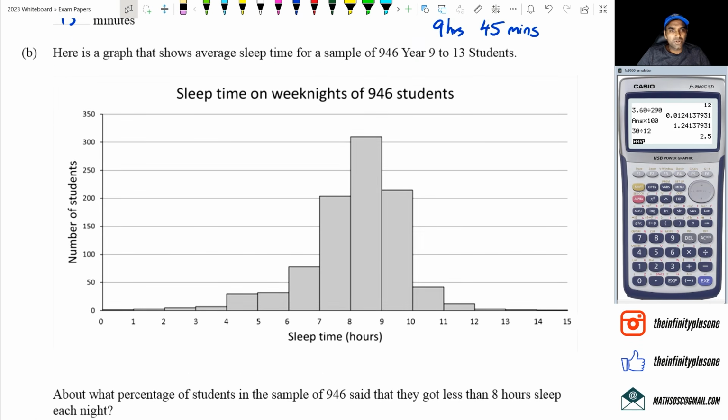Question 3B. What do we got? Here's a graph that shows average sleep time for a number of students. I think this has got to be a lie. There's no way year 9 to 13 kids are sleeping more than 9 hours.